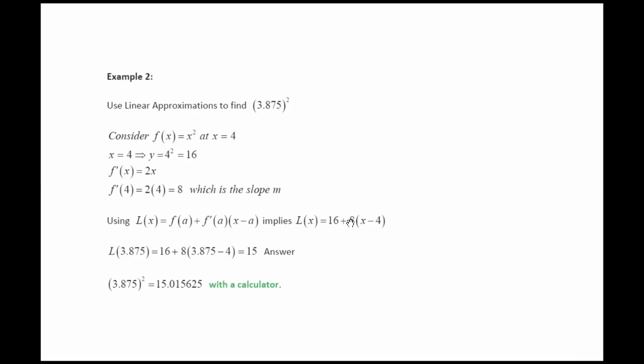So all we've got to do now to find 3.875 squared is to put 3.875 in for x, and then we do the arithmetic. That's easy enough. Times 8. That's easy enough. And add 16. That's easy enough. We get 15 when rounded. That's the rounded answer. And here's the exact answer. So we're in, looks like, great shape there.